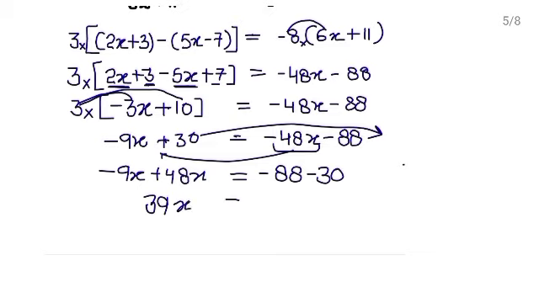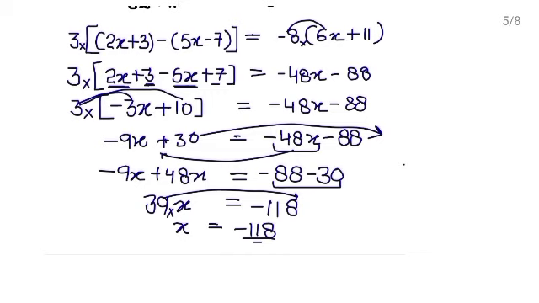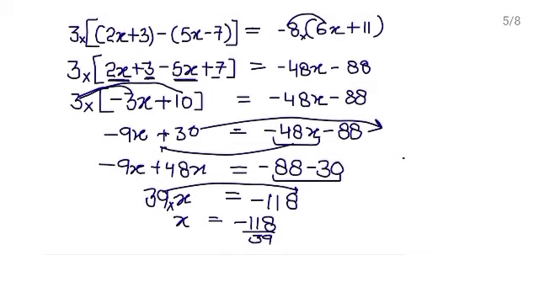x is equals to... these are of same sign, so these will be added. 8 plus 0 is 8, 8 plus 3 is 11, and the sign will be negative. 39x means 39 multiply x. You want to find the value of x, so move this to the other side. After moving to the other side, this will be in division, it means in upon, right? So your answer is minus 118 upon 39.